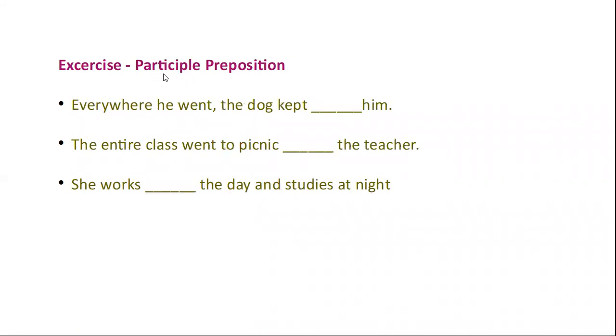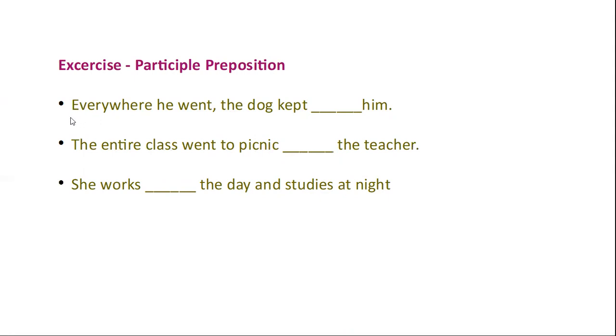And the last one is participle preposition. What is my participle preposition? Everywhere he went, the dog kept dash him. The entire class went to picnic dash the teacher. She works dash the day and studies at night.